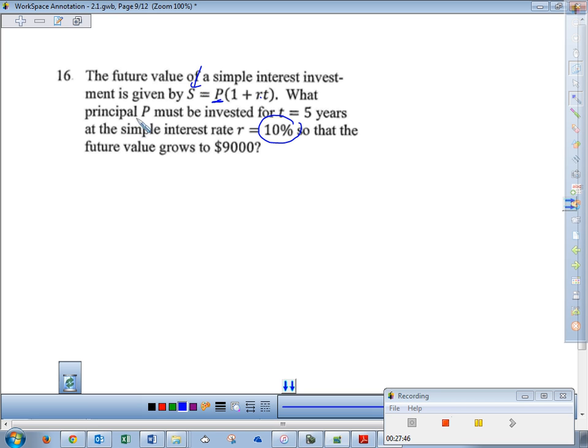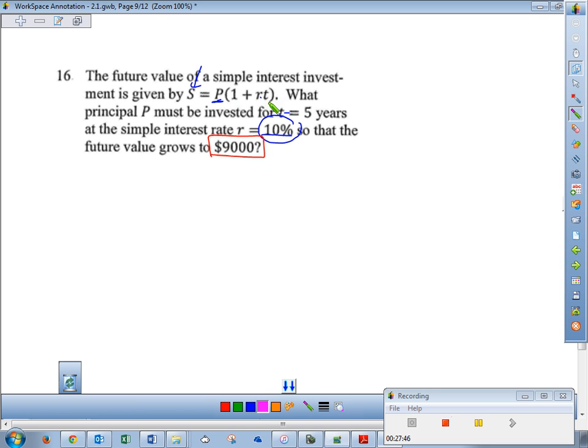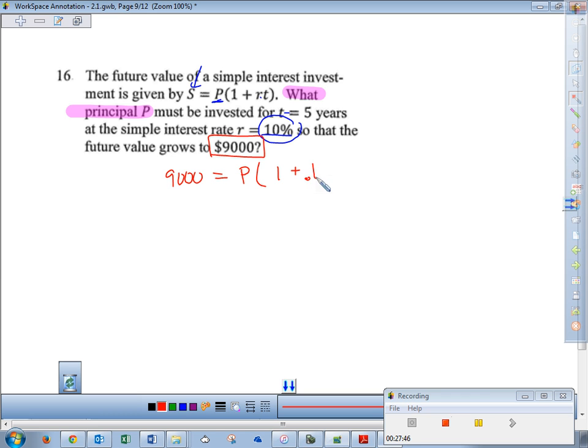So here we go. It says, what principal P must be invested for 5 years at the simple interest rate of this so that the future value is $9,000? Real simple, when they ask you a question, what principal? That's what you don't know. You won't know P, correct? So where's the 9,000 go in for? S, P, R, or T? S. P, we don't know. 1 plus my rate says 10%, but you need it as a decimal, so that is 0.1, times 5, because it said 5 years.